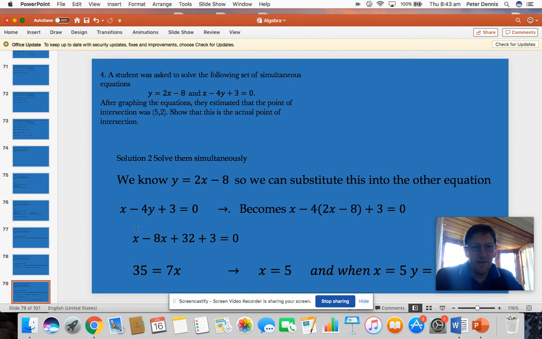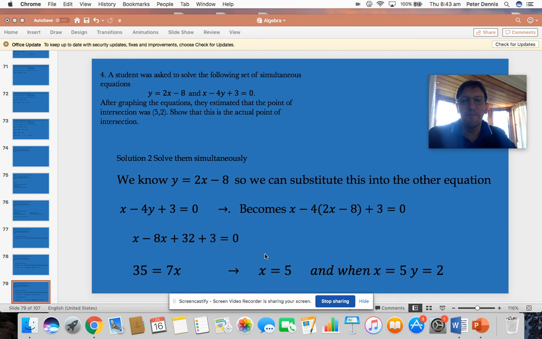If we take this over to the other side, the minus x becomes plus x, and the minus 8x becomes plus 8x. So we get 7x. If we take the minus 8x over, it becomes plus 8x. If we take the plus x to the other side, it becomes minus x. So we're going to get 7x equals 35. If 7x equals 35, x equals 5. That's exactly what we wanted. We wanted x equals 5, and when x equals 5, y equals 2.